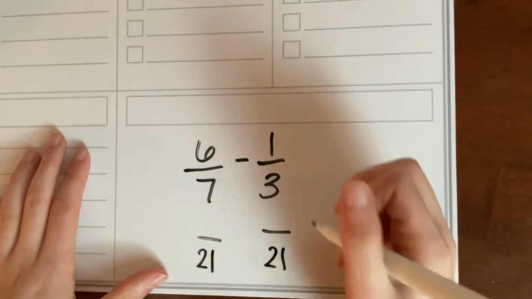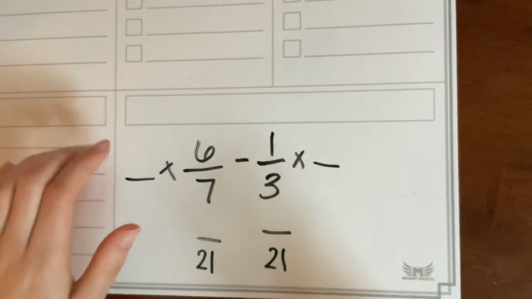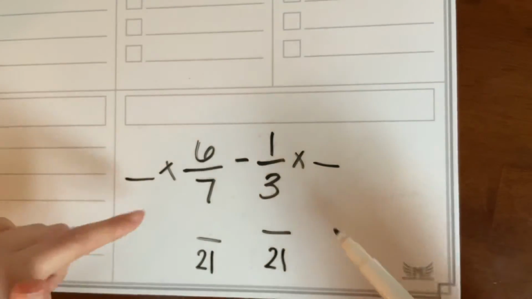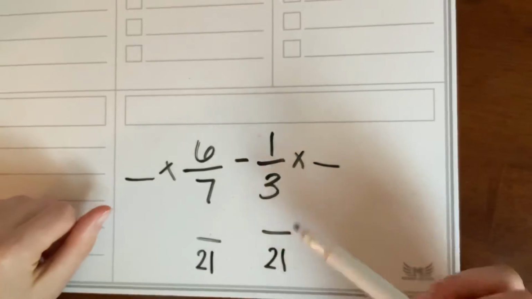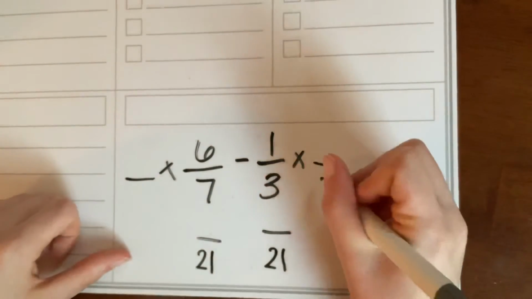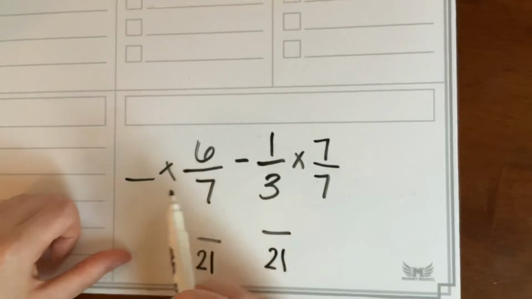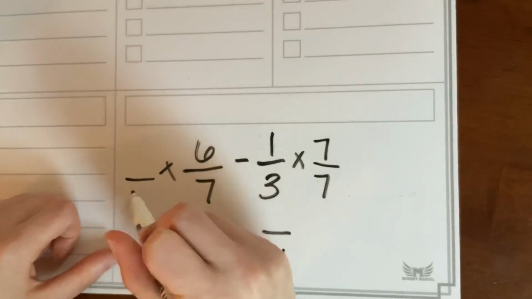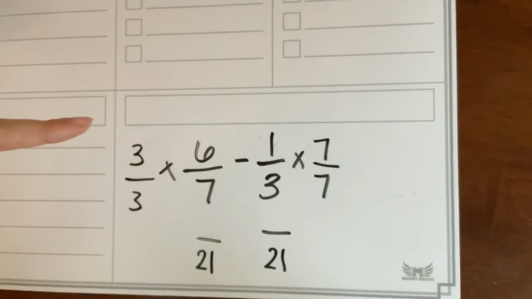Okay, so then I need to set up my problem. I need to get my denominators to 21 because I'm trying to find my equivalent fractions here. 3 times what is 21? 7. I have to do the same on the top. 7 times what is 21? 3. Do the same thing on the top. This is what it should look like so far.